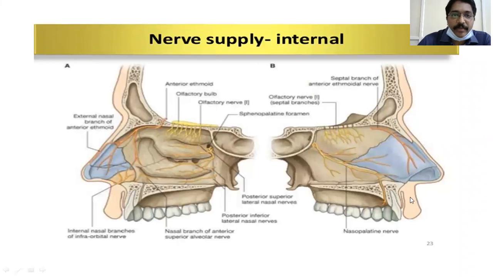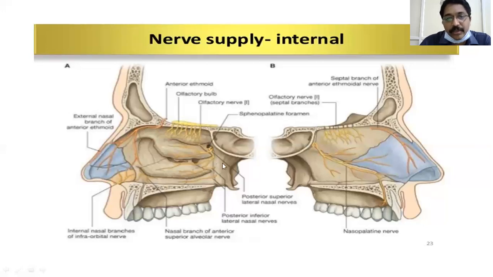Coming to the internal supply of the nose, laterally and medially. The lateral wall of the nose is mainly supplied by the maxillary nerve and branches of the sphenopalatine ganglion. The branches of the sphenopalatine ganglion you should know. The main branches are the posterior lateral nasal nerves, which have superior and inferior divisions: posterior superior lateral and posterior inferior lateral nerves. These are the main branches of the sphenopalatine ganglion.